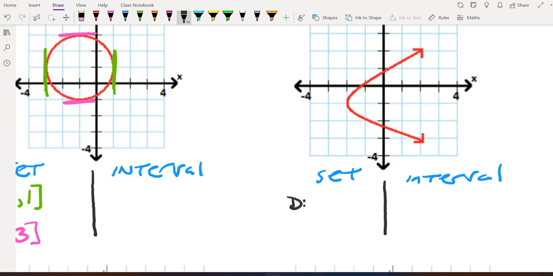Let's do this one. Domain, x values. What's the smallest x value we can have?